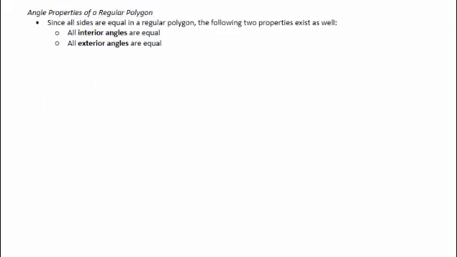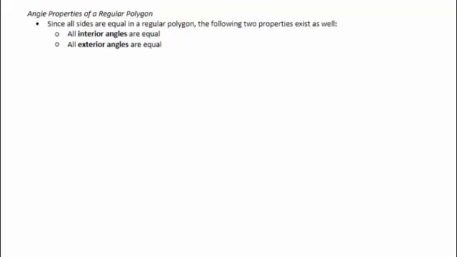Two important properties that go hand in hand with a regular polygon are the following. Since all sides are equal in a regular polygon, two properties exist as well. First of all, the interior angles will always be equal in a regular polygon. Secondly, all exterior angles will always be equal in a regular polygon. Knowing this, let us now work on a few examples applying this knowledge.